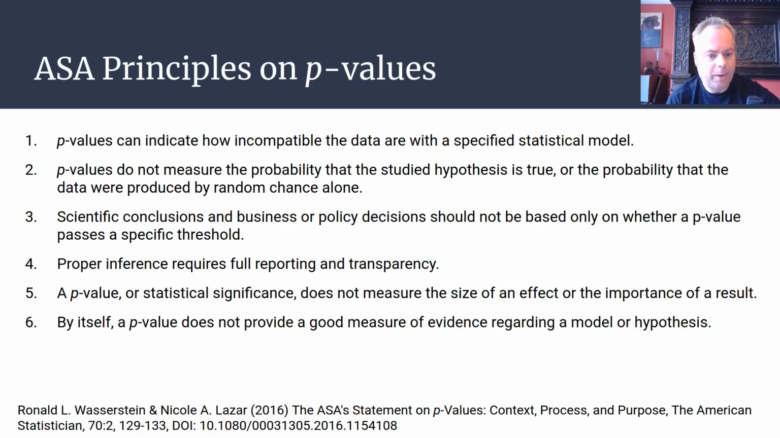Scientific conclusions and business or policy decisions should not be based only on whether a p-value passes some specific threshold. When we think about the critical alpha level of 0.05, that's just an arbitrary cutoff. What really is the difference of a p-value being 0.049 or 0.051? It's absolutely minuscule. But if we're choosing to dichotomize on the basis of a 0.05 cutoff, we would conclude that one of those, 0.049, is significant, and one, 0.051, is non-significant. But it's just not sensible to create that sort of arbitrary dichotomization at that point.